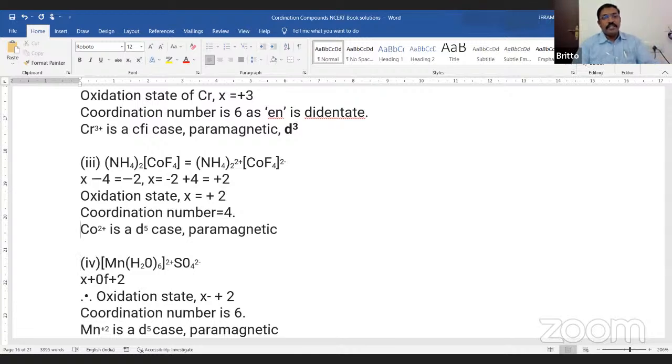So it should be d7, students. Cobalt is 27. In that 27, 2 plus 7, 9 electrons are there in the outer shell. From the 9 electrons, we are going to remove 2 electrons to become Co2+. Co2+ is a d7 ion. And for a d7 ion, how can you arrange it? I'm going to show you here.